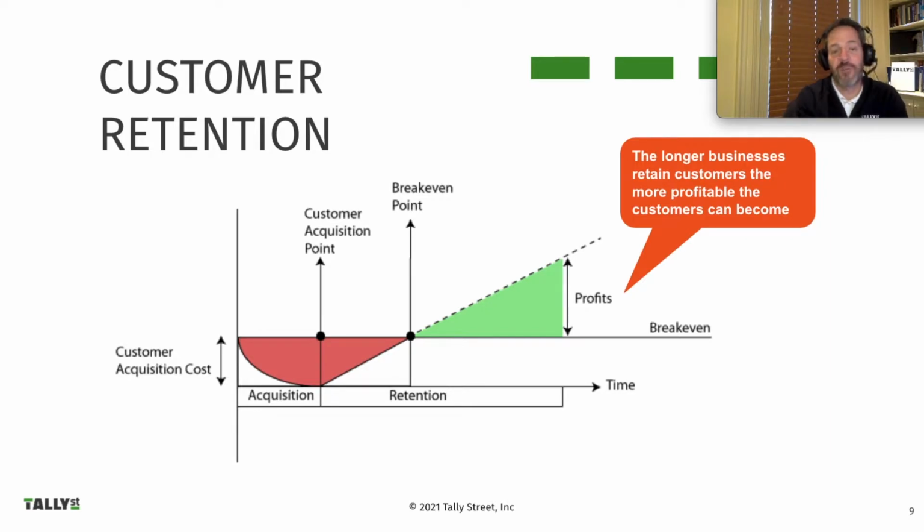This is a graphical representation of why a 5% boost in customer retention can drive a 25% or 95% increase in profits.